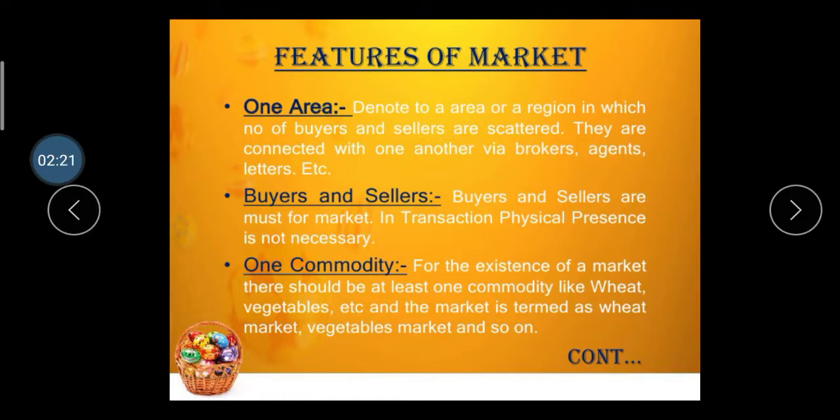Second, buyer and seller. Buyers and sellers are a must for the market. In the transaction, physical presence is not necessary; nowadays physical presence is not necessary, right? Then, one commodity. For the existence of the market, there should be at least one commodity like wheat or vegetables, and the market is termed the wheat market, vegetable market, and so on. On the basis of commodity, there are various types of market, vegetable markets, fruit markets.